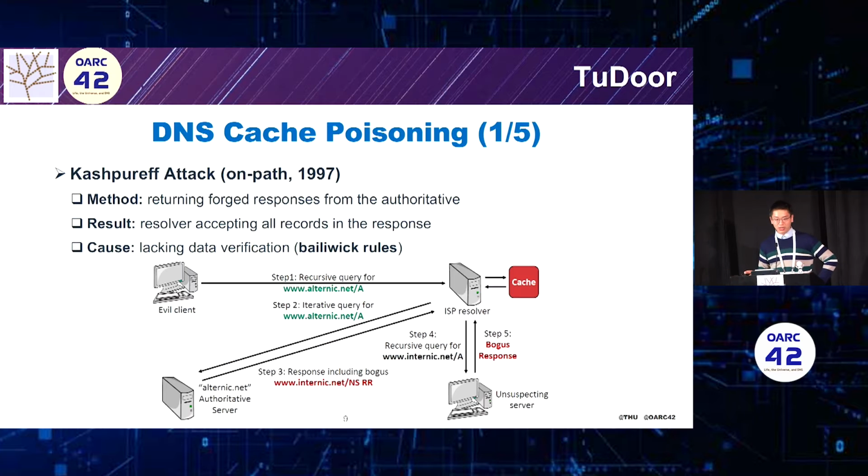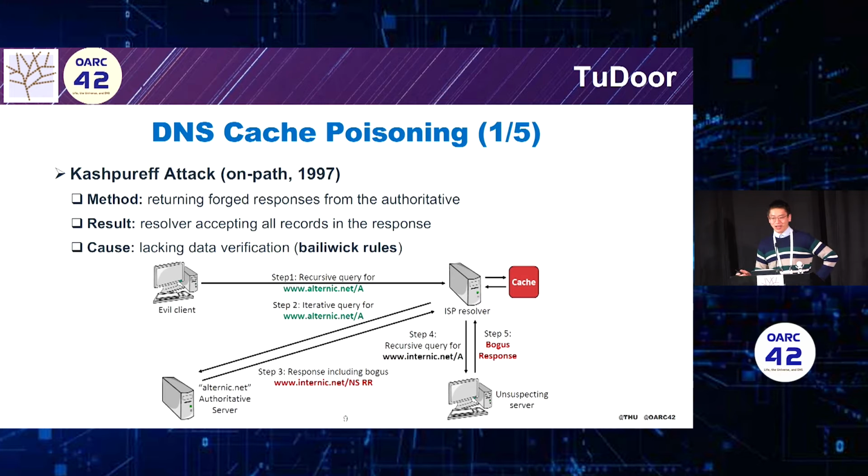But if DNS is compromised, the effect will be severe. Before we introduce our work, let's go back to see the history of DNS cache poisoning attacks. The very first version is the cache poisoning attack that happened in 1997, 1 year before my birth. So even older than me. Okay, thank you.